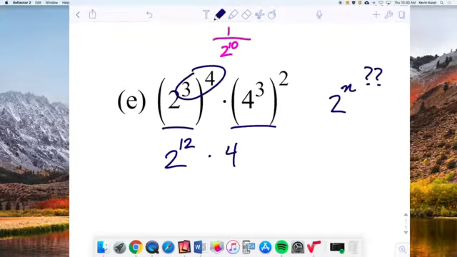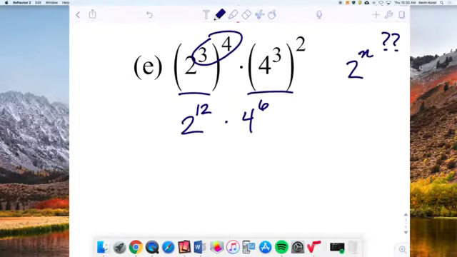This one is 4 to the 3 times 2 is 6. Now from there, can I call that 2 times 4 is 8, 12 plus 6 is 18? Can I call that 8 to the 18th? I cannot do that, right? Because an exponent counts how many of that particular type of base I'm multiplying together. I have 6 4s and 12 2s. That's not the same as 18 8s. That's a much bigger number.